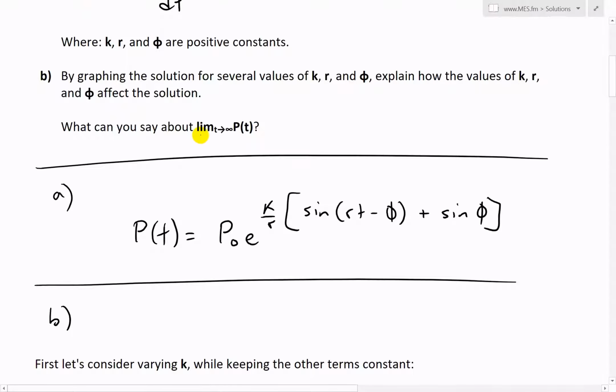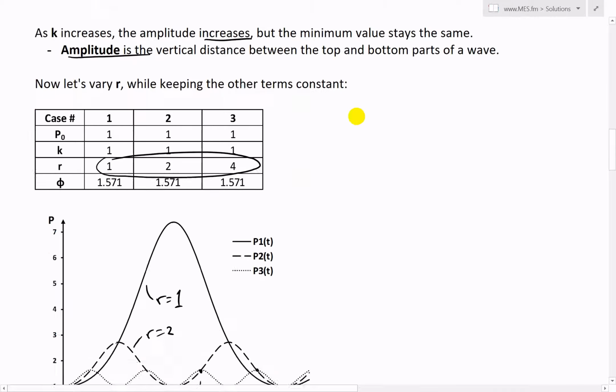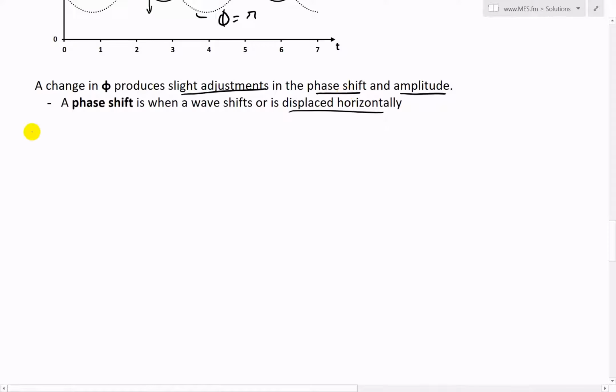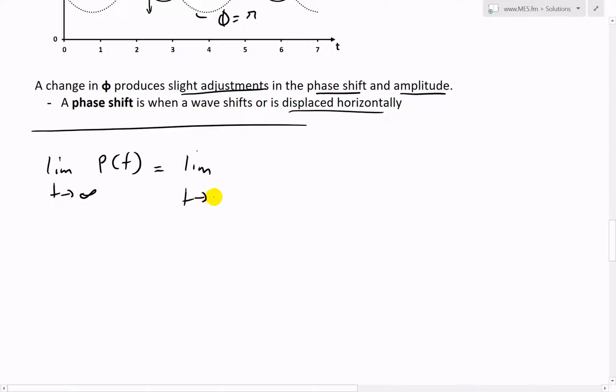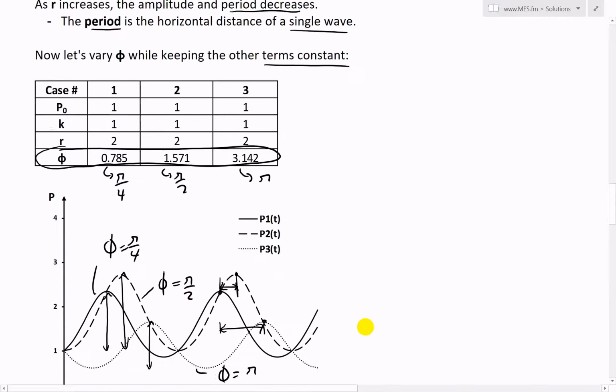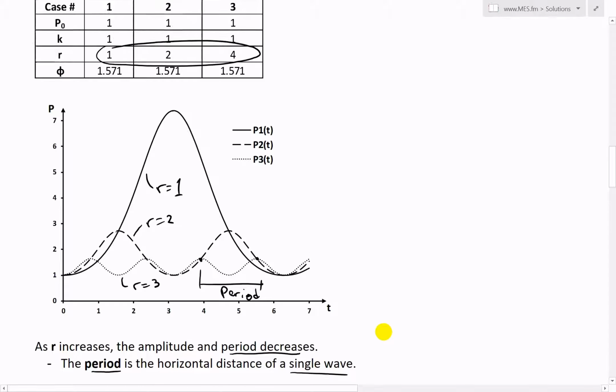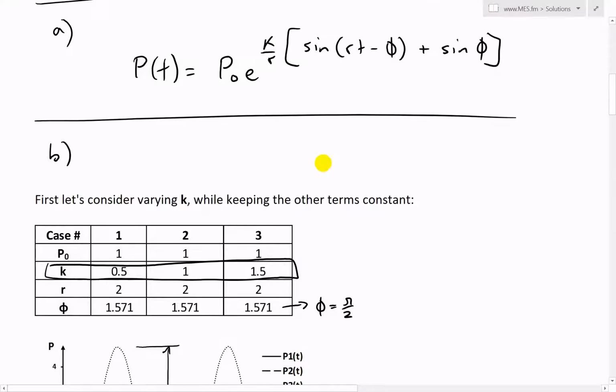Yeah, so now let's move further and look at the second part of part B, which is: what can you say about the limit as t approaches infinity of p of t? So let's write that down. The limit as t approaches infinity of p of t is equal to the limit as t approaches infinity of, now let's just plug that giant formula in, which is this one here.